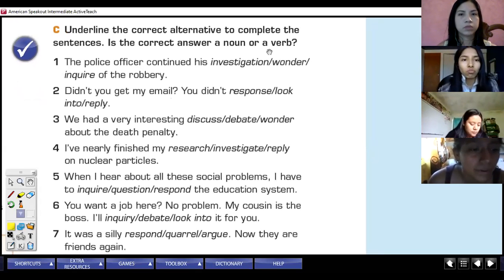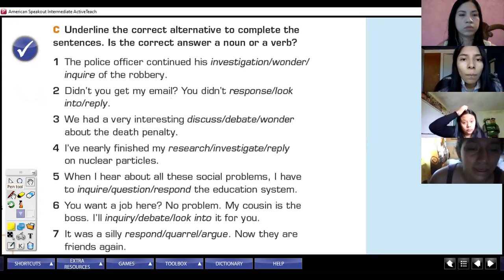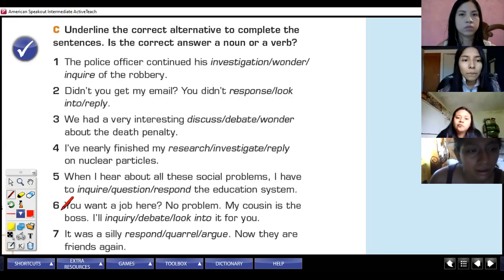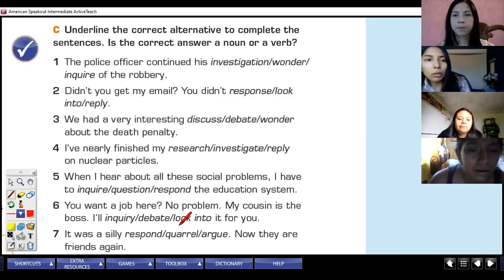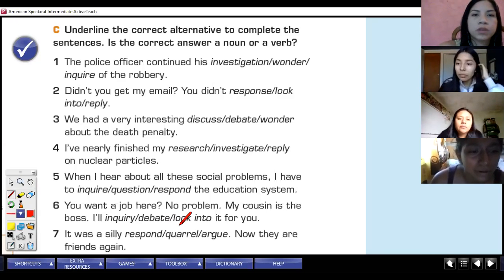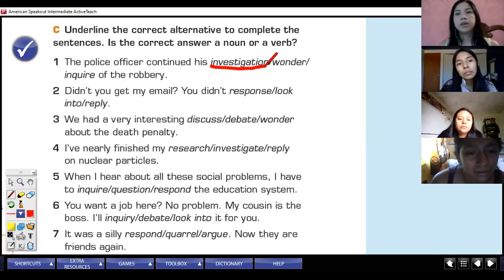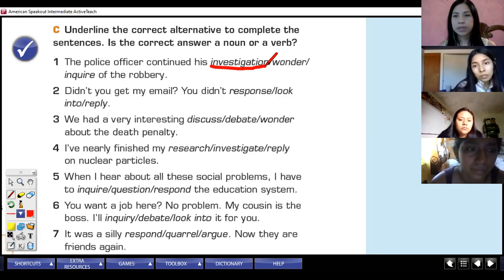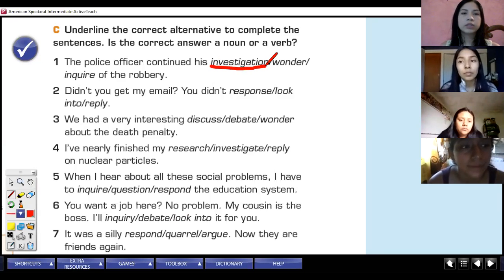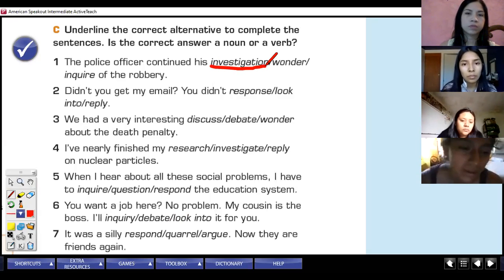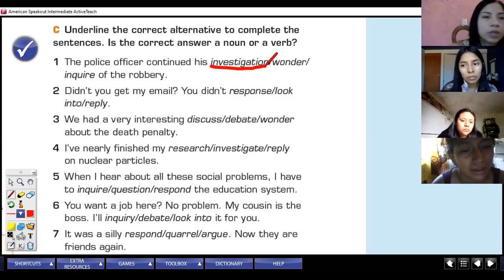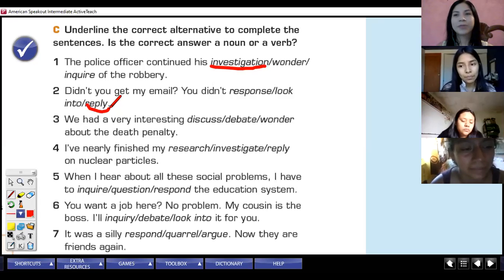The police officer continued his investigation, wonder, or inquire, of the robbery. So we had the verb investigate, and the noun is investigation, correct? Continue with number 2, please, Hania. Didn't you get my email? You didn't reply. Yes, reply. Good, thanks.